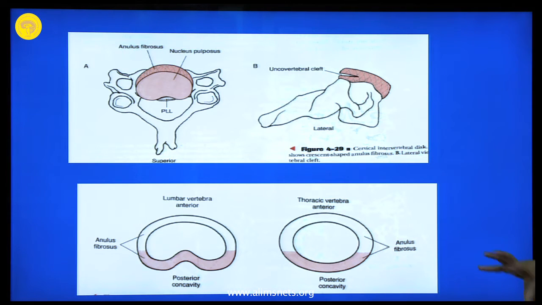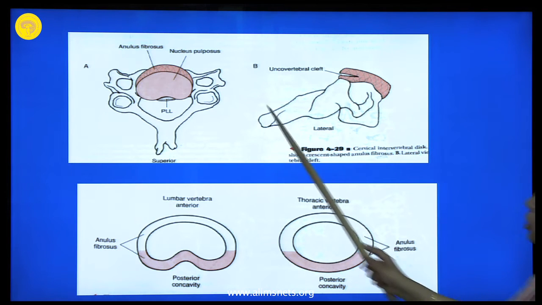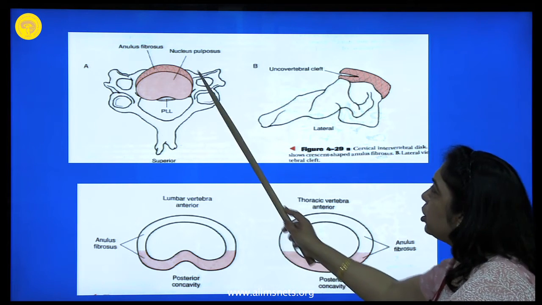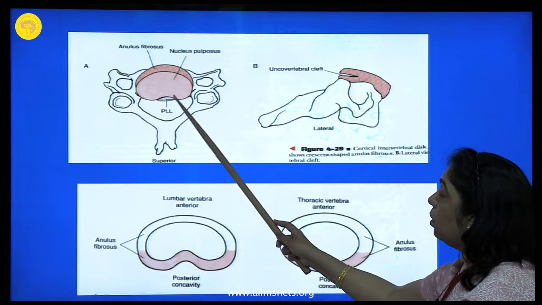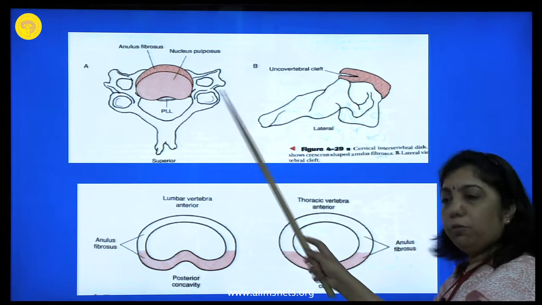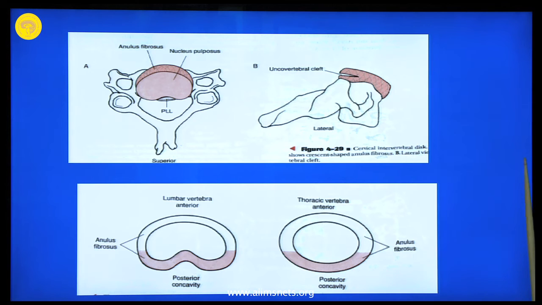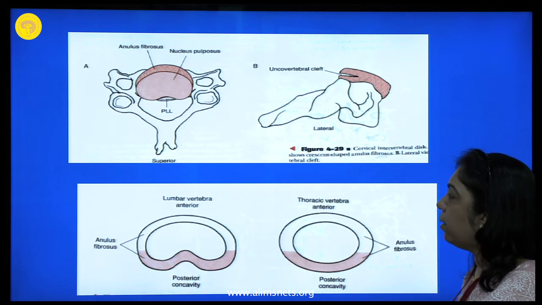Also, if we look at the disc in the cervical region, the annulus fibrosus is a kind of concentric ring more anteriorly. It is not covering the disc posteriorly, which may be a reason why disc prolapse in this area is more. Posterolateral deficiency is always more because the PLL is protecting it.